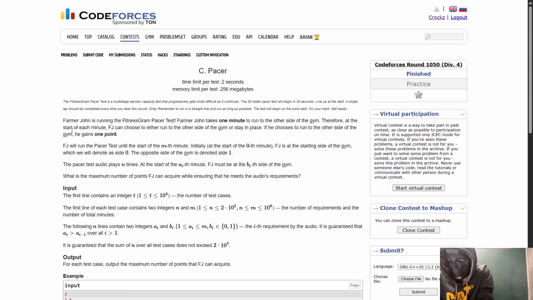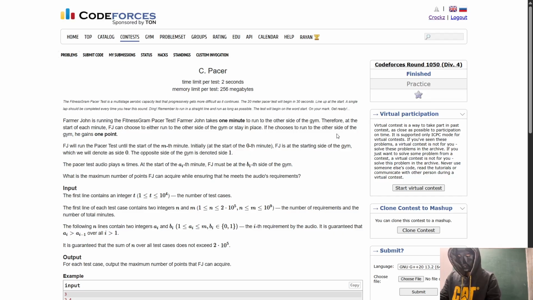So let's read out the problem. Don't worry, if you read this problem it looks somewhat weird, but I'll explain it in simple terms. Farmer John is running the FitnessGram Pacer Test. Farmer John takes 1 minute to run to the other side of the gym. Therefore, at the start of each minute, Farmer John can choose to either run to the other side of the gym or stay in place. So each minute he either stays there or runs to the other side of the gym.